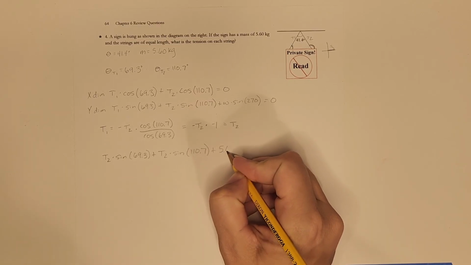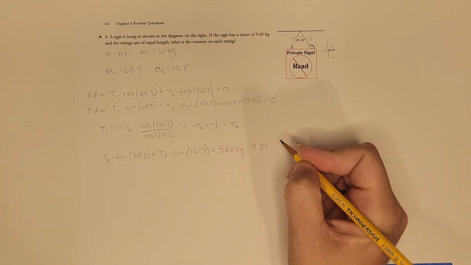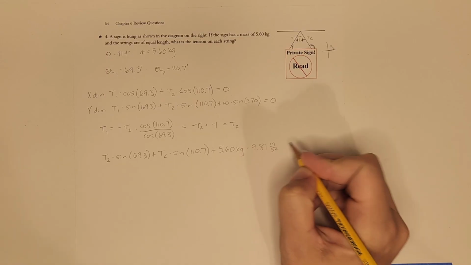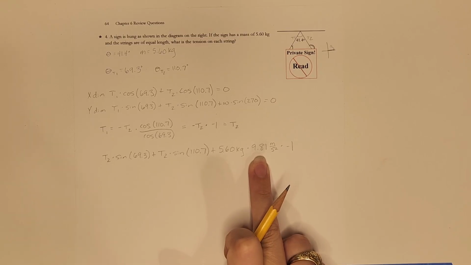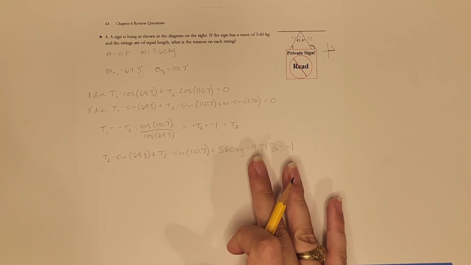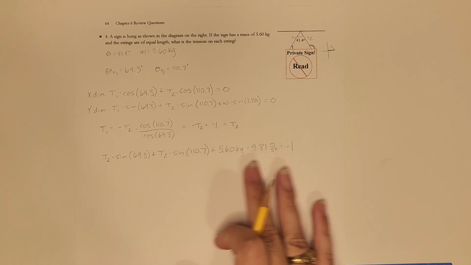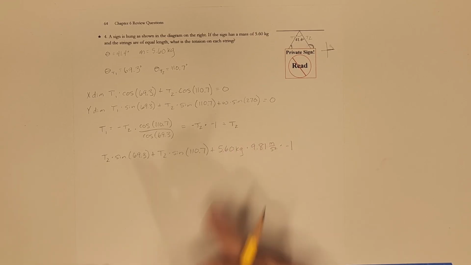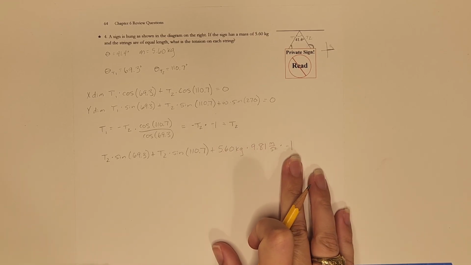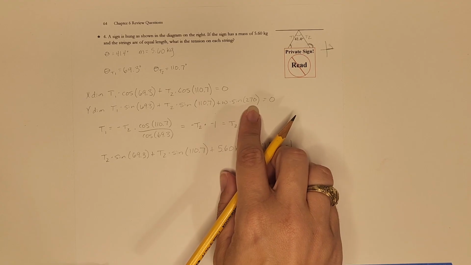So we have 5.60 kilograms times 9.81 meters per second squared times -1. So notice I didn't do a negative 9.81 in this particular case. The numbers are just magnitude, so we're not assigning direction and therefore signs to the value of gravity. Okay, so mass times gravity equals weight, and then that times sine of 270, which is -1.